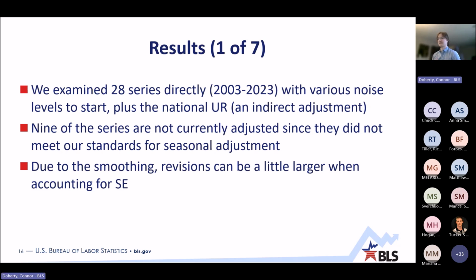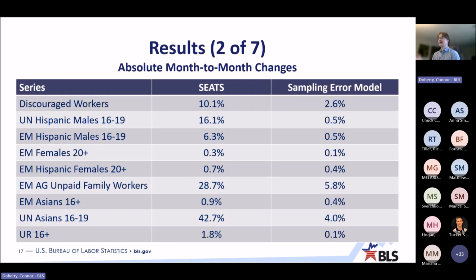And one other thing is that if we look at revisions, those can be a little larger when accounting for sampling error, when comparing it to seats, which is what we're currently using. And this is because of the smoothing that we do. But we believe that the gains that we get from using the sampling error model far outweigh the slightly larger revisions that we'll see. Now let's look at those results.